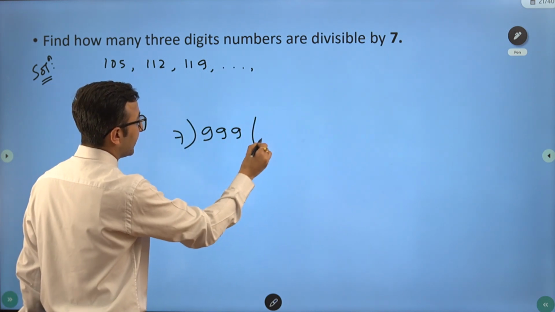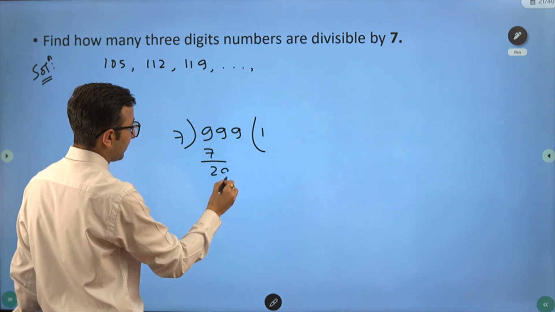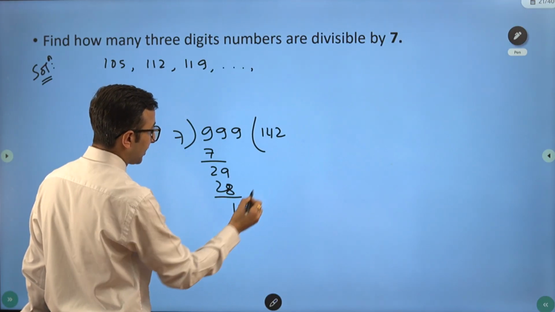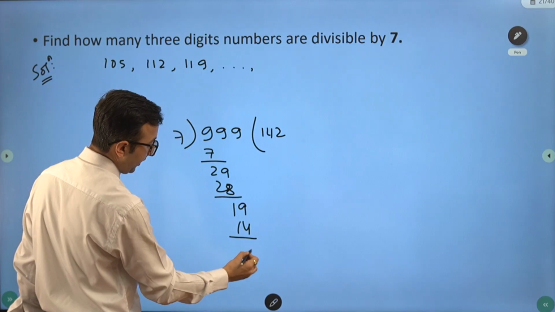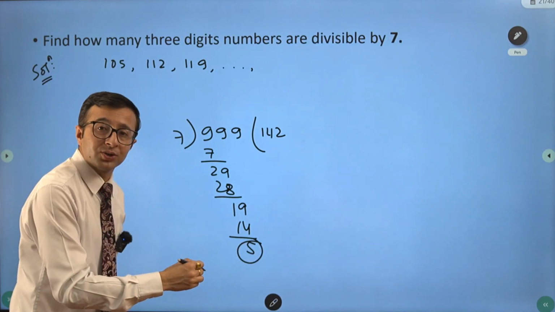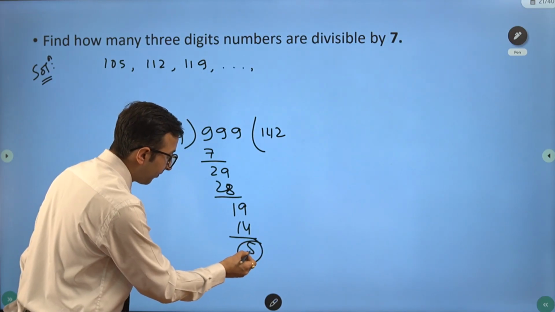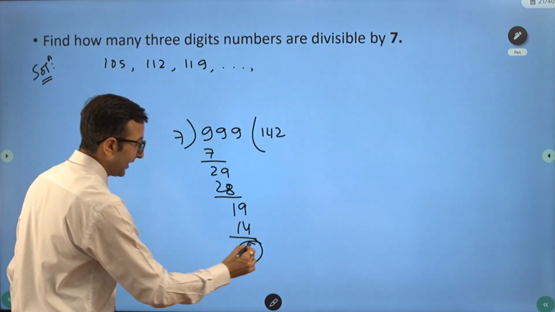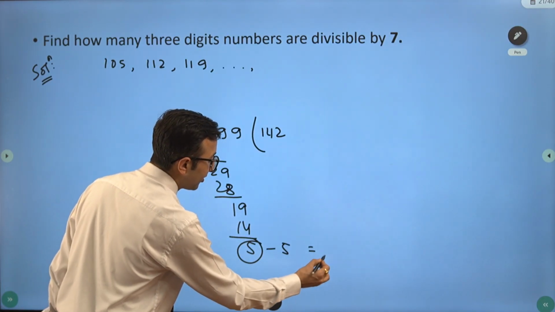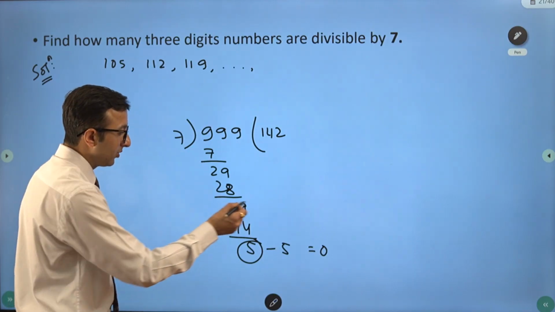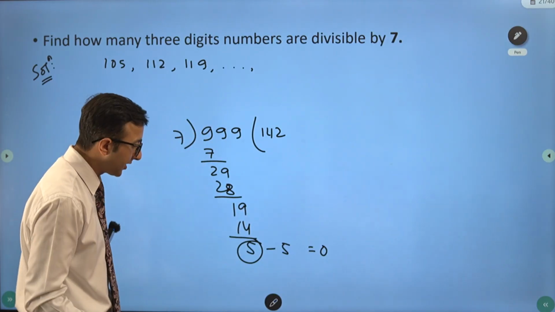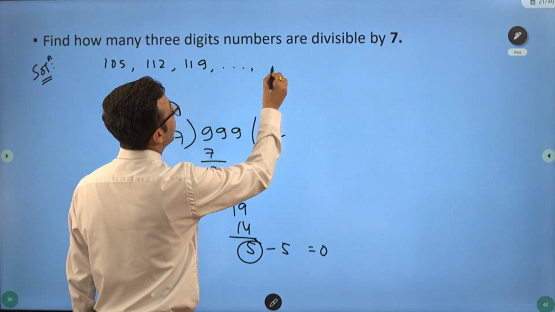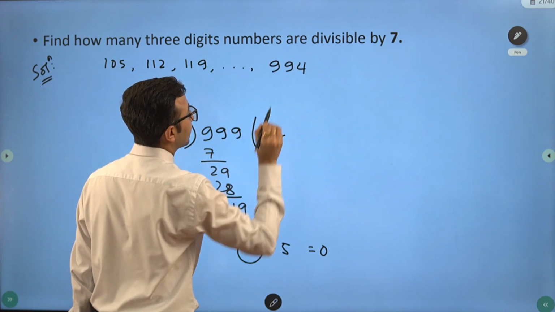Let's divide by 7. 7 ones are 7, 8, 9, 29. 7 fours are 28, 29, 19. 7 twos are 14. The remainder is 5. Which number should be subtracted so we can get a number divisible by 7? That is 5 only. 5 minus 5 is 0, and 0 is divisible by 7. So if you subtract 5 from 999, it will be 994.